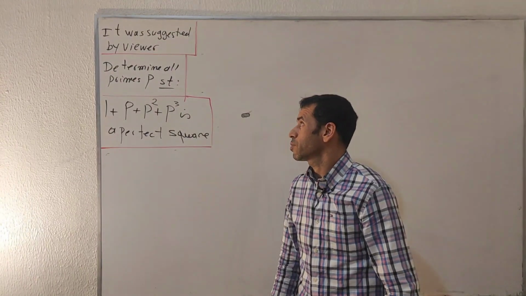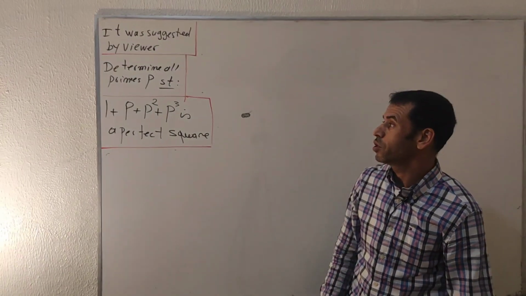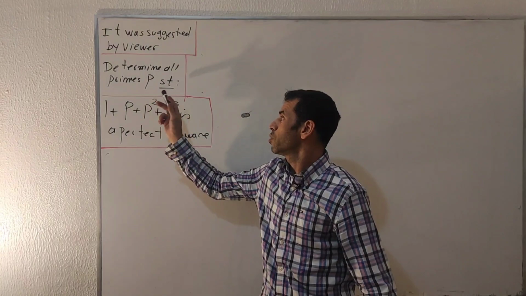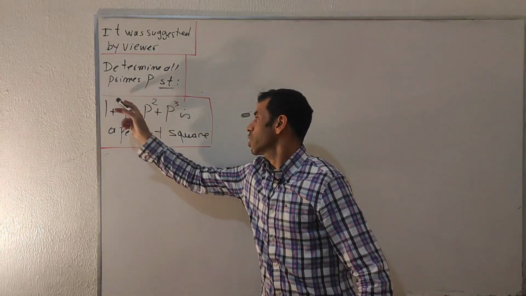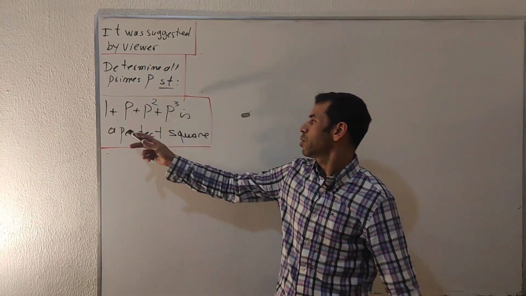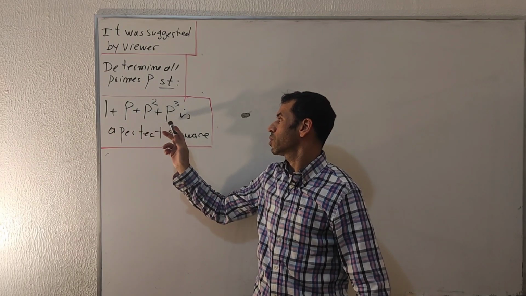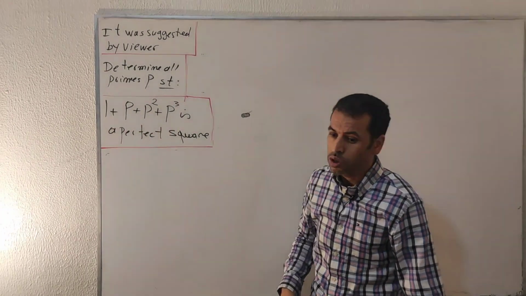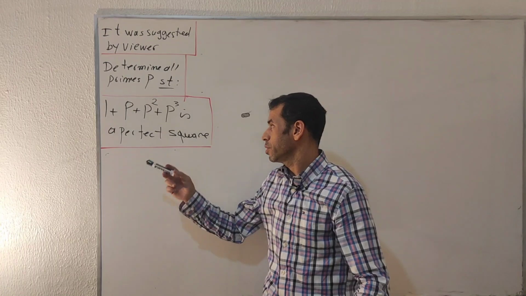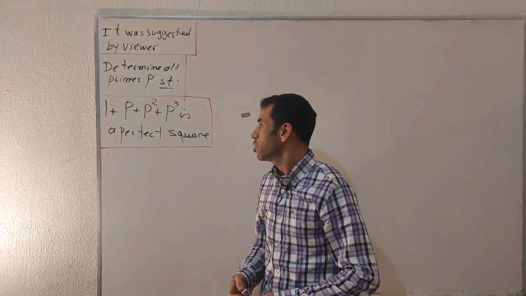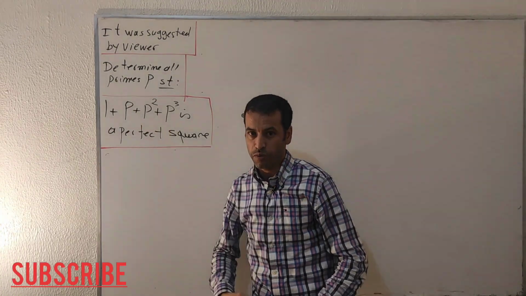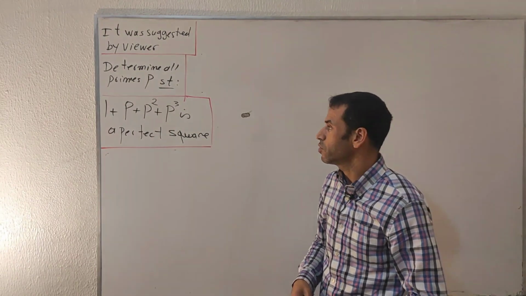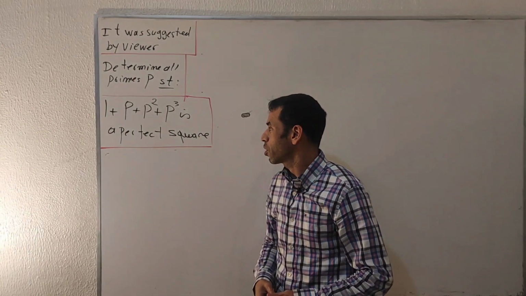Today's video, here is a nice problem that was suggested by a viewer. Here is the following statement: determine all primes p such that 1 plus p squared plus p cubed is a perfect square. So we are going to find p as a prime number where the whole term is a perfect square. This is a very nice and interesting problem to work on.